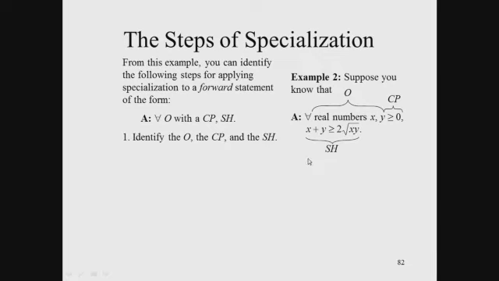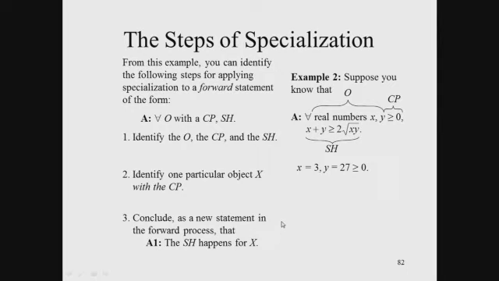The second step of specialization is to identify one particular object with the certain property. Find one. Now, in doing a real proof, that's a bit of an art, finding the right object to specialize to. But for the sake of discussion here, so that I can illustrate the technique of specialization, let me specialize this for all statement to these two particular values of x and y, 3 and 27. Those are objects with the certain property. 3 and 27 are non-negative. The third step in specialization is to write down that the something happens for that particular object that you identified. And that becomes a new forward statement.